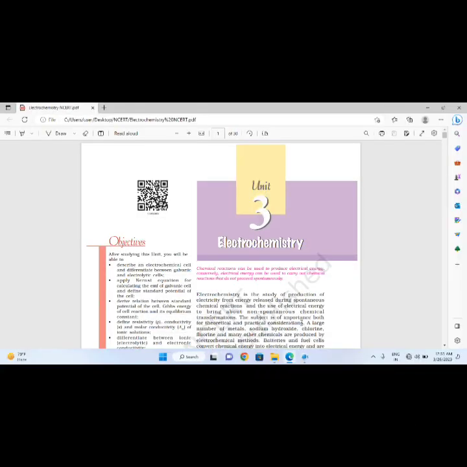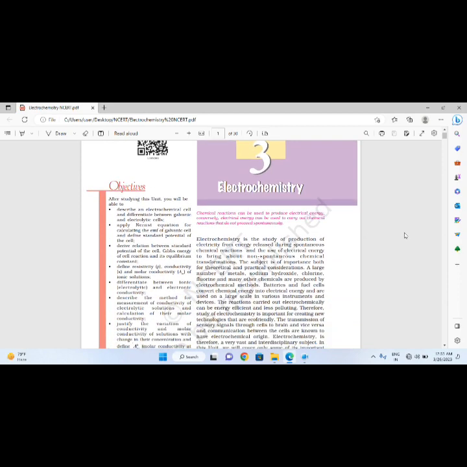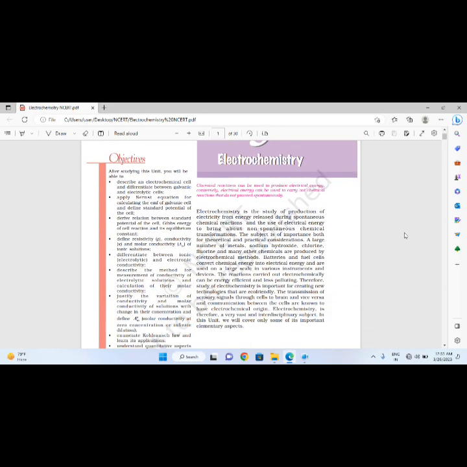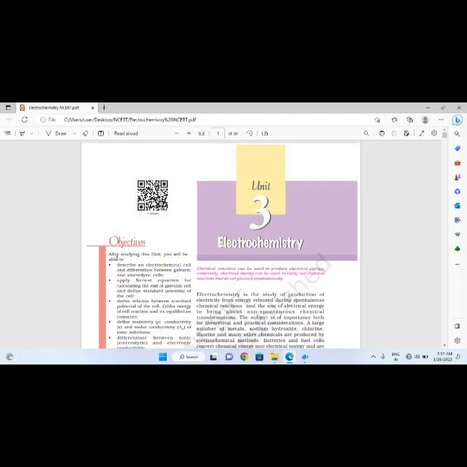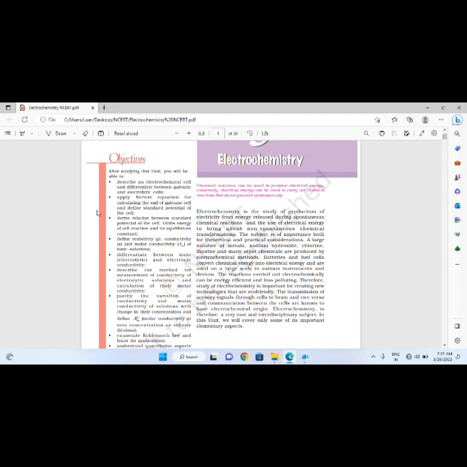Today I am going to teach electrochemistry from the NCERT book. From the left side there is a column which describes in summary the topics covered in this chapter, and today we will discuss this topic. Describe an electrochemical cell and differentiate between galvanic and electrolytic cell.